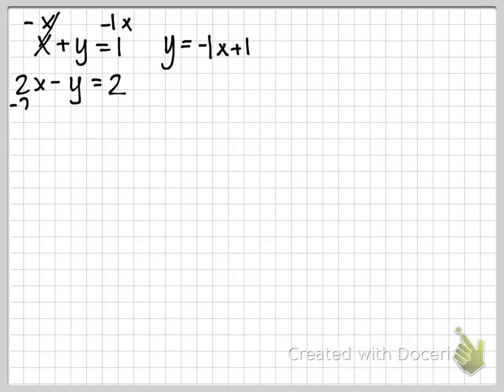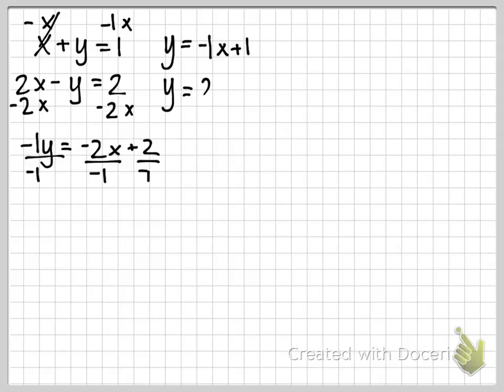And then on the next equation, I'm going to subtract 2x. And I'm going to get negative 1y. Do not forget about this negative 1 right here. Equals negative 2x plus 2. So I'm going to divide everything by negative 1. And I'm going to get y is equal to positive 2x minus 2. So the m in the first equation is negative 1 over 1. And my b is positive 1.